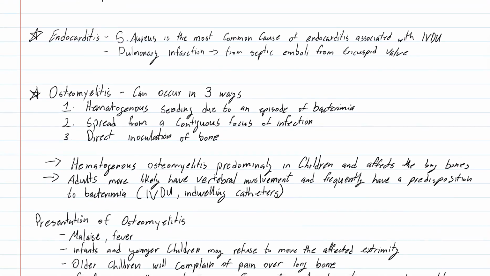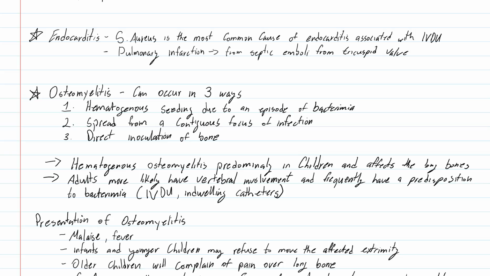The inflammatory disease also includes osteomyelitis. And osteomyelitis, which is an infection of the bone and bone marrow, can occur by three different mechanisms. It could be one, hematogenous seeding due to an episode of bacteremia, spread from a contiguous focus of infection as occurs in an infected diabetic foot wound, or direct inoculation of bones such as with a compound fracture or a traumatic injury. Hematogenous osteomyelitis occurs predominantly in children, particularly boys, and most frequently affects the long bones, which include the tibia, fibula, and femur.